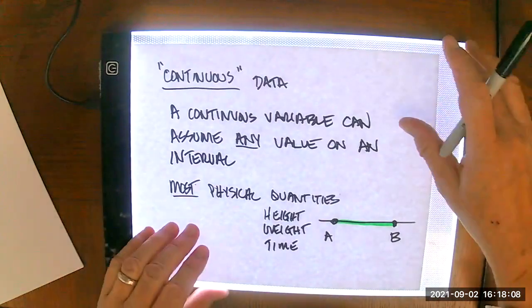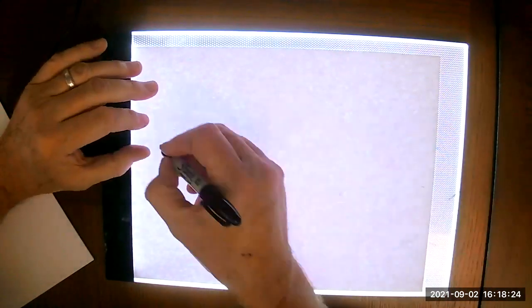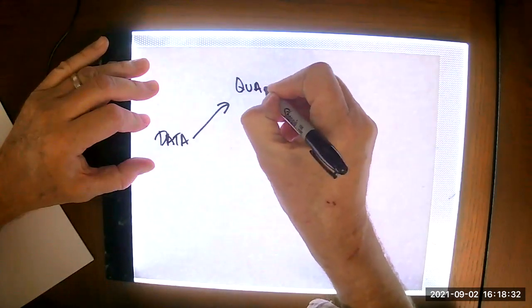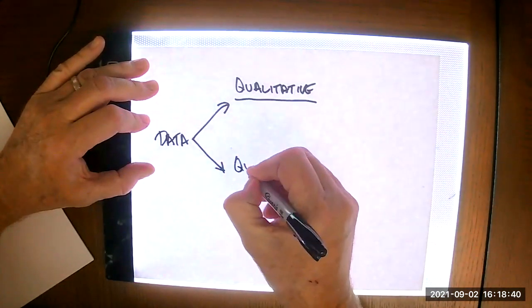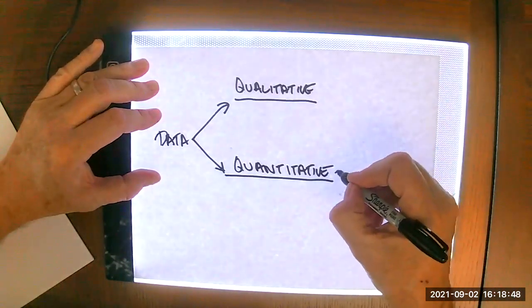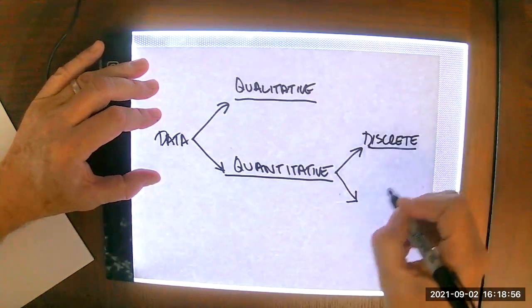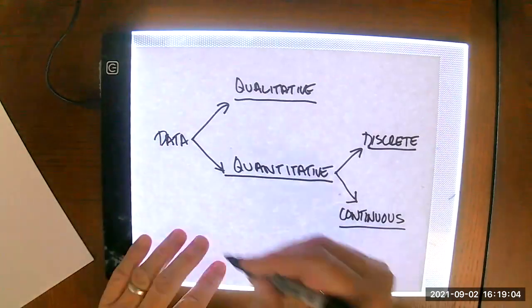So we have this differential, if you will, in data types. And this is the picture I actually have in the website, in the Canvas shell. We can take our data and we can split it up into the qualitative, or the, as I like to call it, the quantitative. That's the number stuff. The quantitative can be split between the discrete and the continuous. And this is the way we like to divvy up our data.